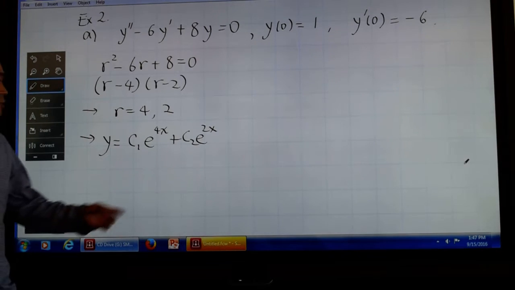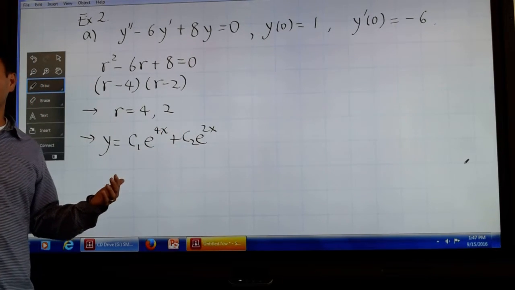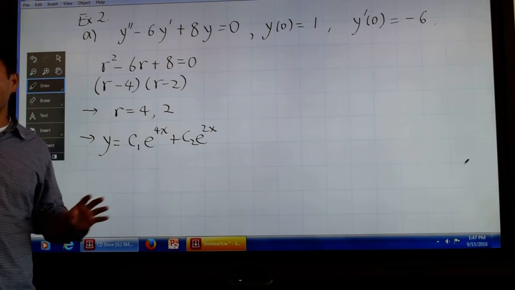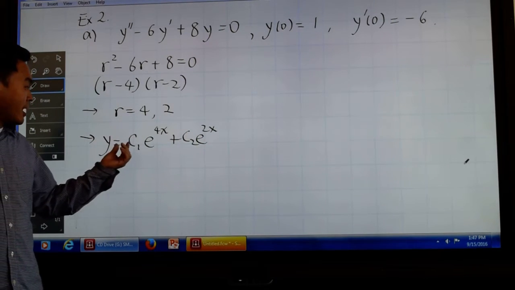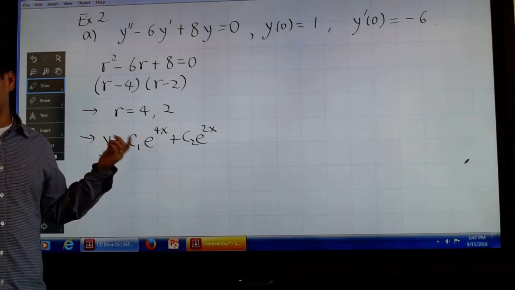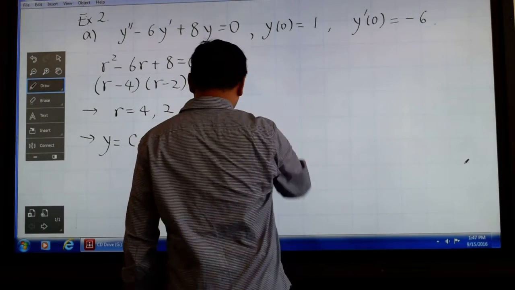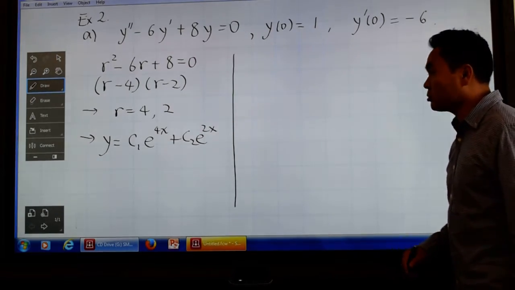It's okay to have these two reversed. Maybe when you solved it, you got either 2x or 4x first. That's fine. At the end of the day, the roles of c1 and c2 will be reversed, and you will get the same exact answer. Okay. All right. So that's the general solution.